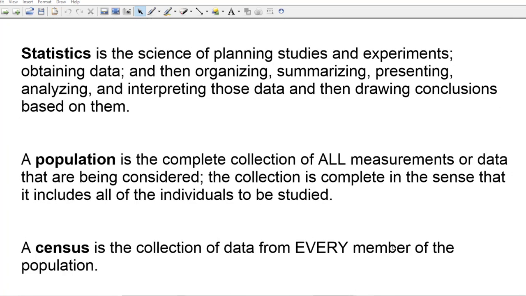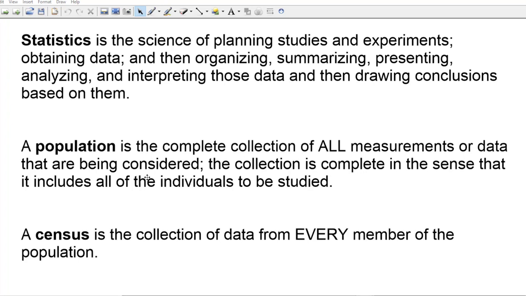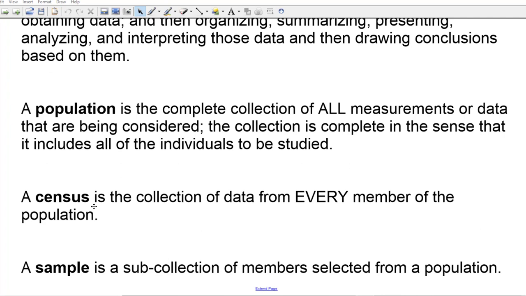A population is a complete collection of all measurements or data that are being considered. The collection is complete in the sense that it includes all of the individuals to be studied. We typically will not study a whole population. They try to do that with the census, but there are still people who don't fill out the census survey. If you're going to remember what a population is, it's like everybody in the United States, every single living person, okay? And that's what I was talking about with the census.